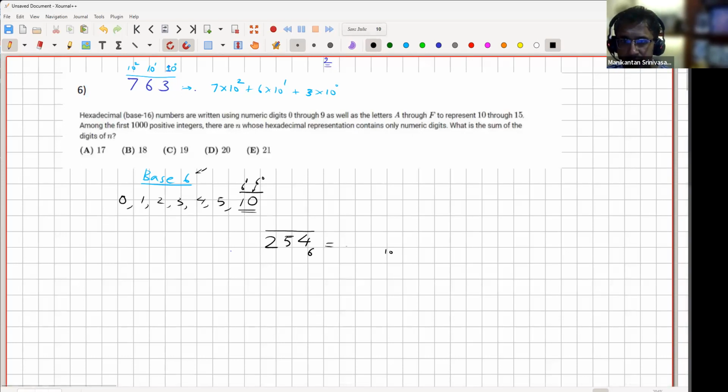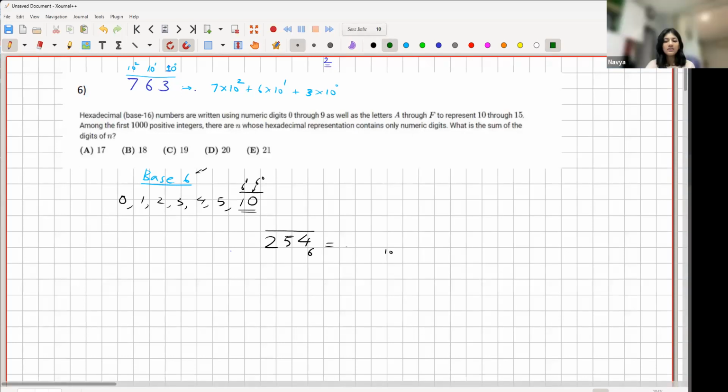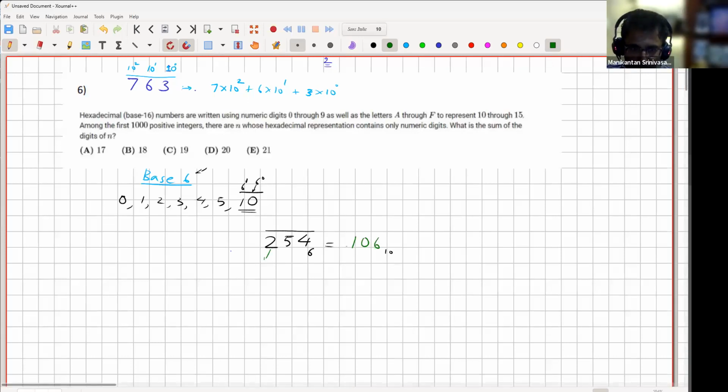Yeah, anyone has an answer? Yeah, Navya, go ahead. About 106. 106. Yeah, all of you agree? Yes. Yeah, 106. Right, so this is 6 square, this is 6 power 1, this is 6 power 0. So it's 2 into 6 square plus 5 into 6 power 1 plus 4 into 6 power 0. So that adds up to 72 plus 30 plus 4, which is 106 indeed.